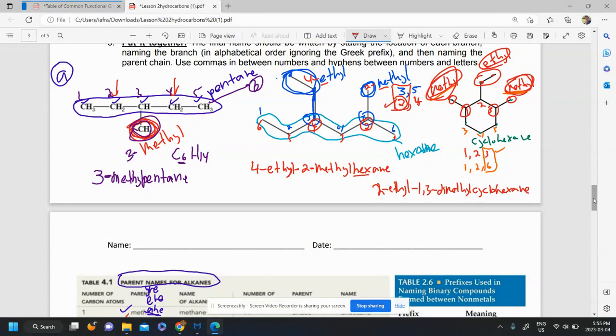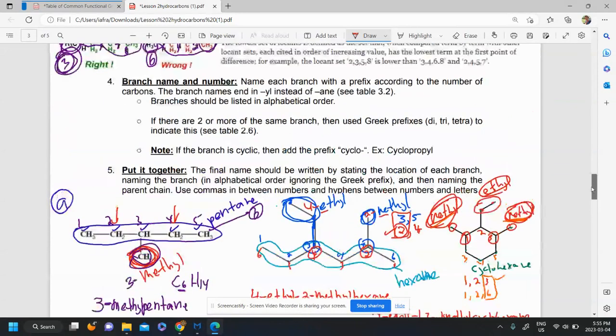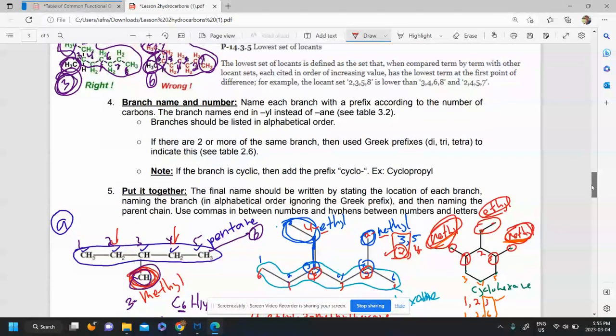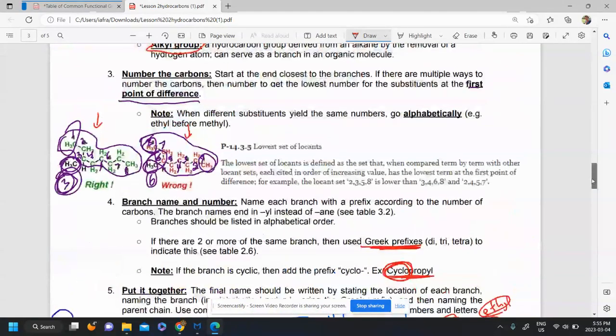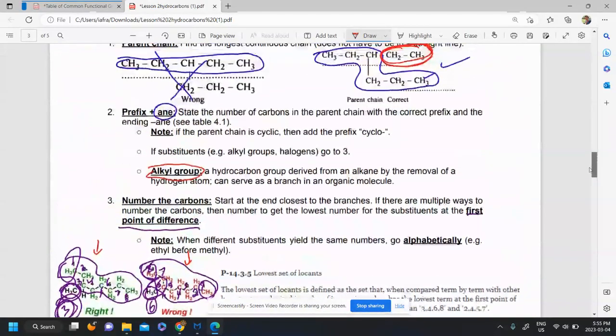So the rule here is that if you have more than one of the same substituent, you have to put the Greek prefix in the front. If your branch was a cyclical molecule instead, so your cyclic part is not the longest part, you would put cyclo and then whatever length the carbon chain was. And this would count in the alphabetical order, but the Greek prefixes do not count in alphabetical order. So that's essentially the rules for naming alkanes.